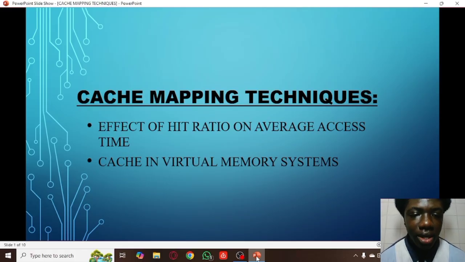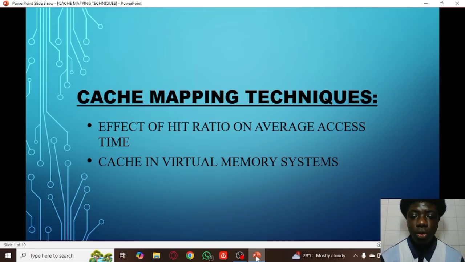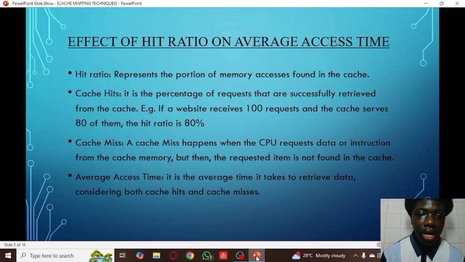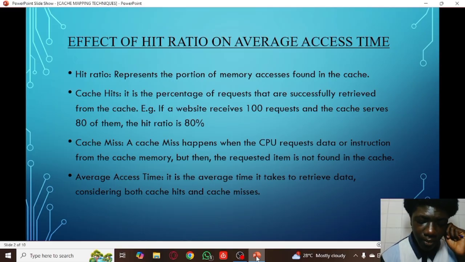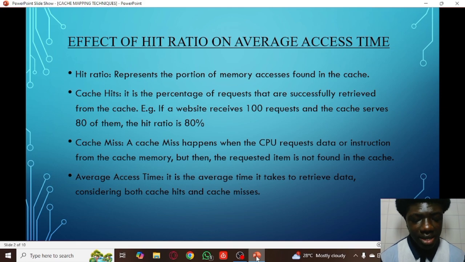Still on the cache mapping techniques, I will talk about the effect of hit ratio on average access time and cache in virtual memory systems. Effect of hit ratio on average access time. Hit ratio represents the portion of memory accesses found in a cache. Also, the hit ratio is a measure of the effectiveness of the cache memory in serving requests from the CPU. Cache hits: it is the percentage of requests that are successfully retrieved from the cache. It occurs when the CPU requests data from the cache memory and the request is successfully retrieved.